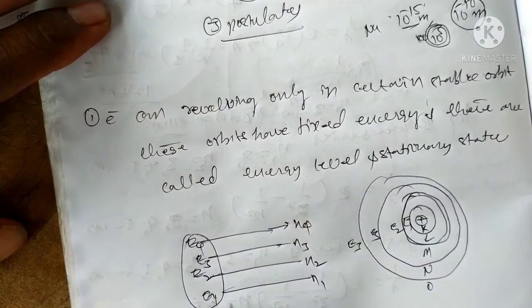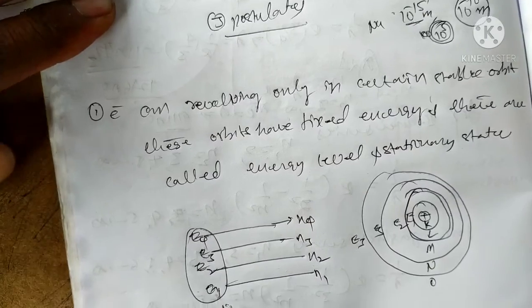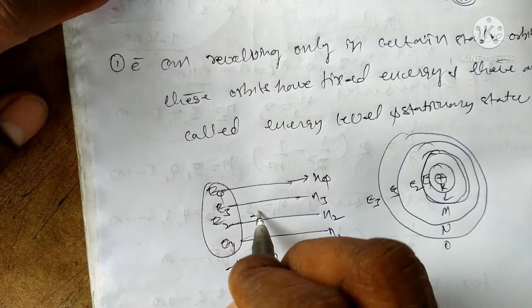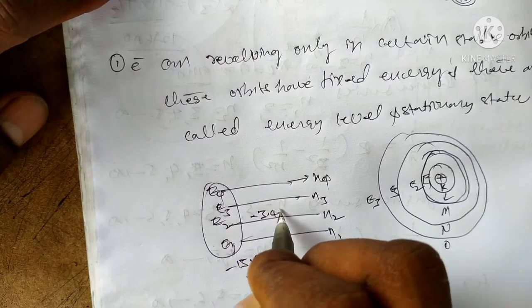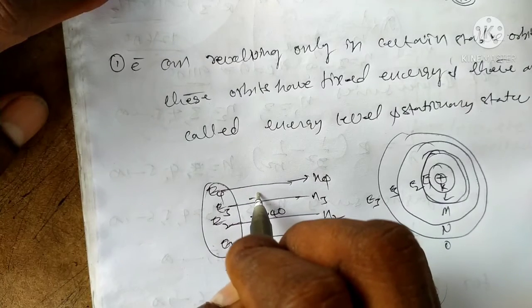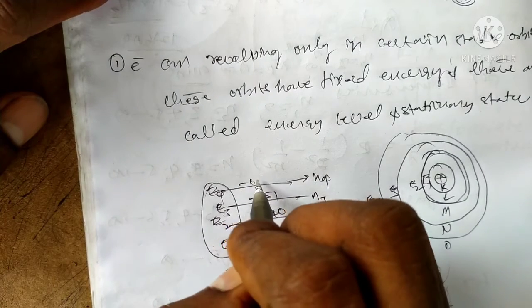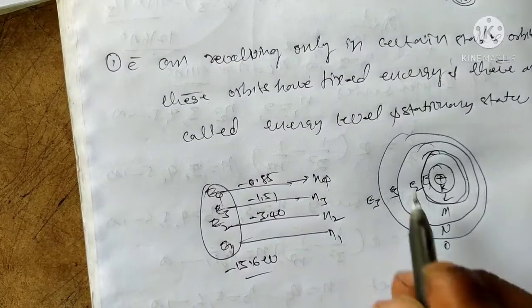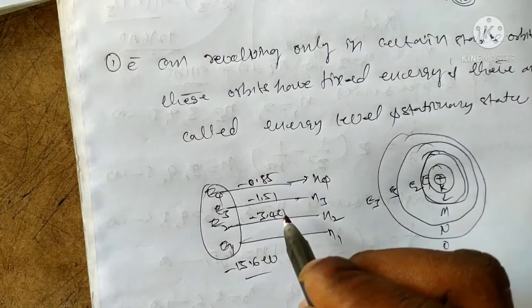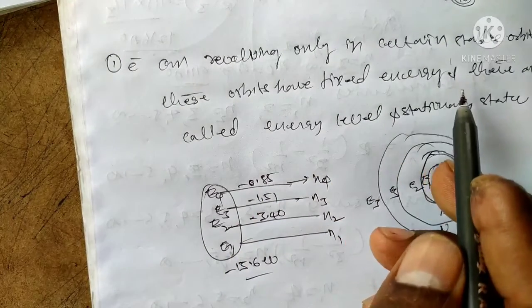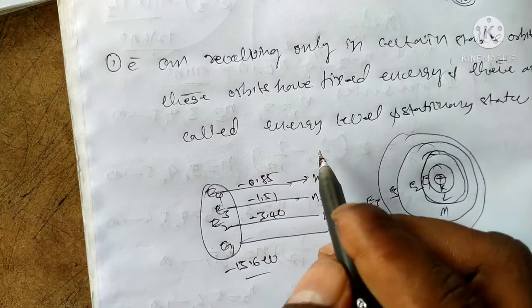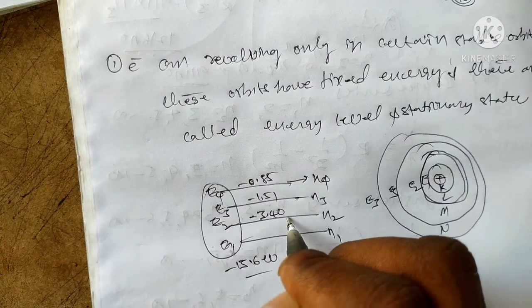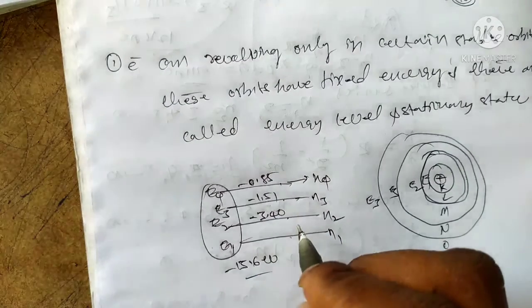These have fixed energy. At the ground state, E1 is minus 13.6 electron volts. At E2 it is minus 3.40, at E3 minus 1.51, and at E4 minus 0.85. These are fixed energy states in which electrons rotate. They are called energy levels or energy states. The first ground state, second, third, and fourth states are energy levels or energy states.